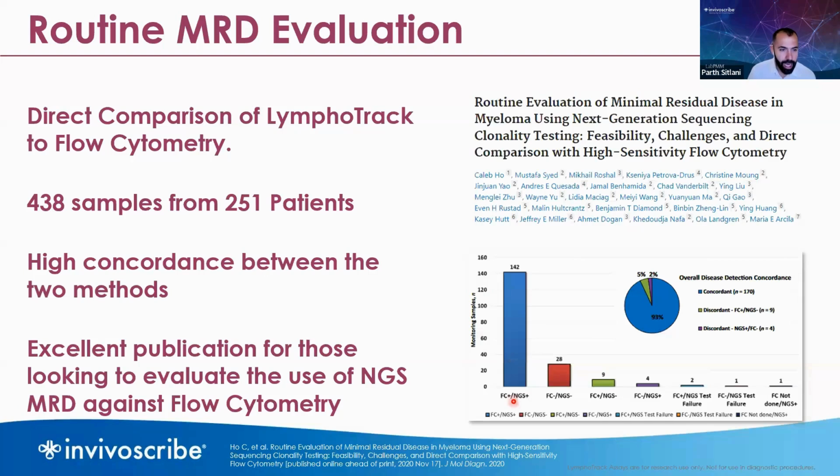Here you can see in blue are the flow positive, NGS positive samples that are concordant. In red are the flow negative, NGS negative concordant samples. But in green is flow positive, NGS negative, and in purple are the flow negative, NGS positive samples. So, of course, these 13 samples will be of most interest to institutions that are looking to do the comparison between the two platforms. But the important part to note here is that we have about 93% concordance across the two different platforms at 10 to the minus 5 sensitivity.